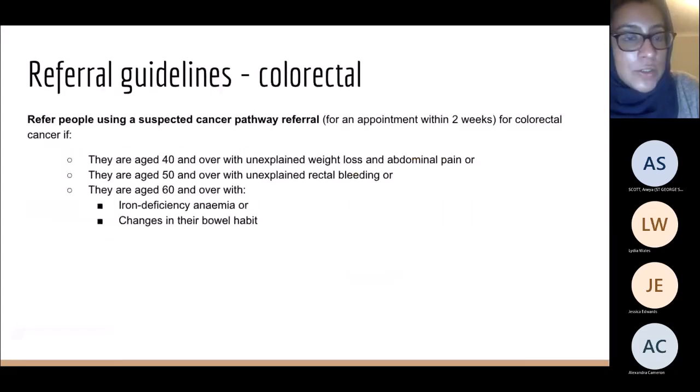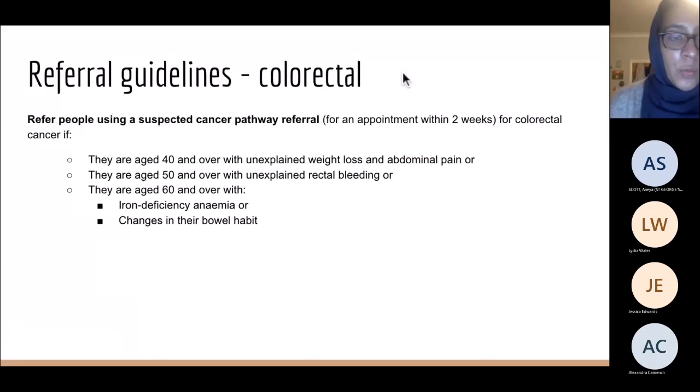Other referral guidelines you need to know of are things like your colorectal guidelines. You can refer someone on the 2-week wait pathway for query colorectal cancers if they're over 40 with unexplained weight loss and abdominal pain, or if they're 50 with unexplained rectal bleeding, or if they're over 60 with iron deficiency anemia and changes in their bowel habit.